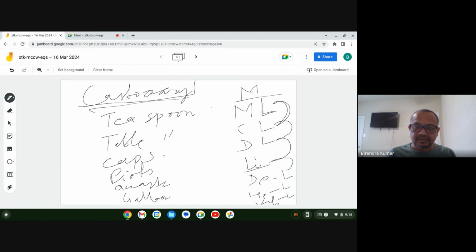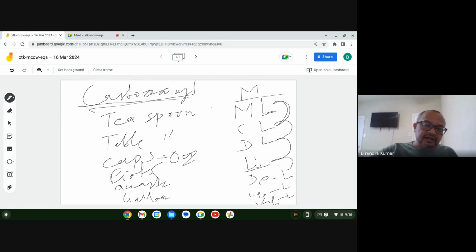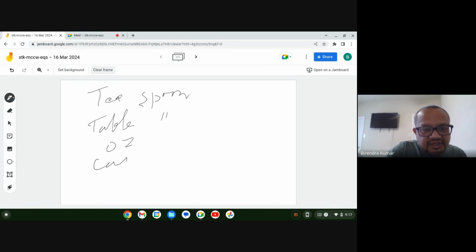Teaspoon, tablespoon, cups, ounce, then quarts, and gallon. No, that's not how it goes. 8 fluid ounces is less than cups. Oh, I get it. You're right. Let me revise the sequence. First is teaspoon. Then comes tablespoon. Then comes ounces. Then comes cups. Then comes pints. Then comes quarts. And then comes gallon.